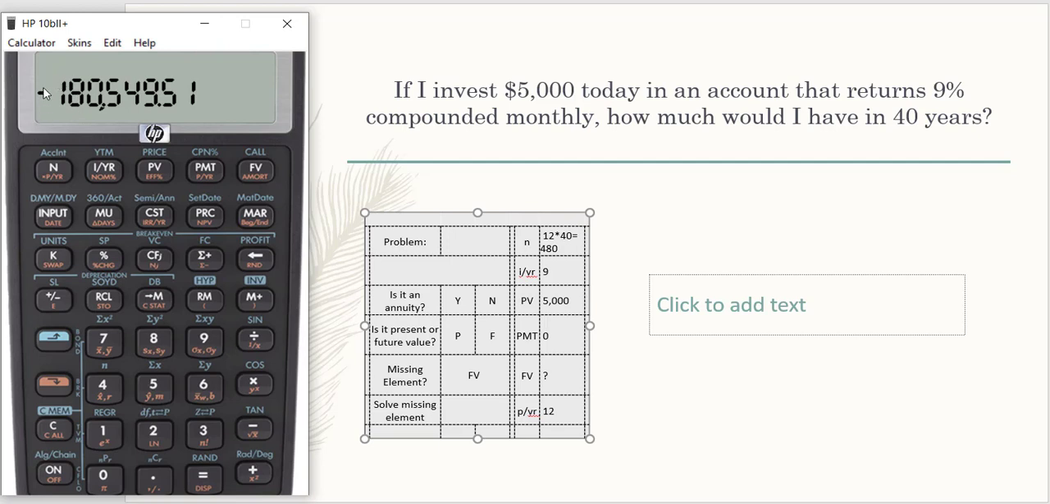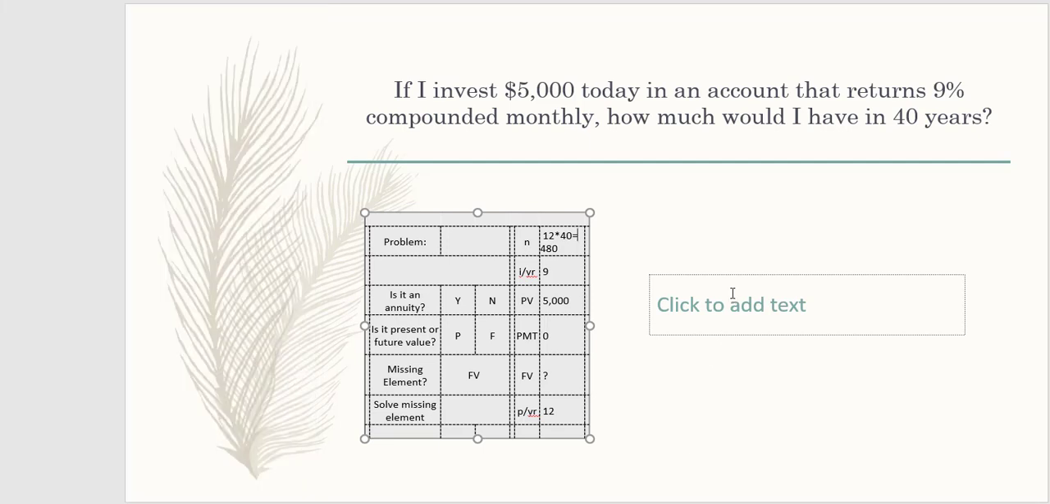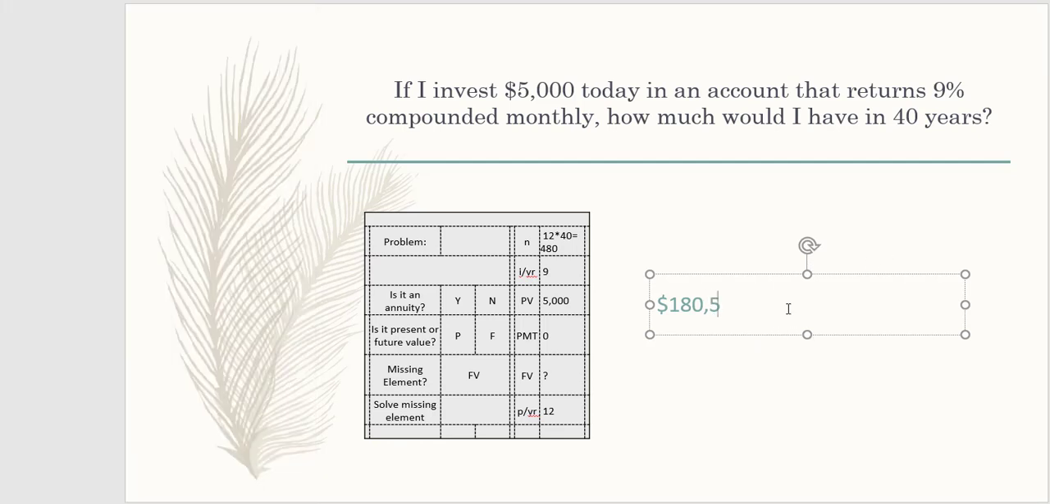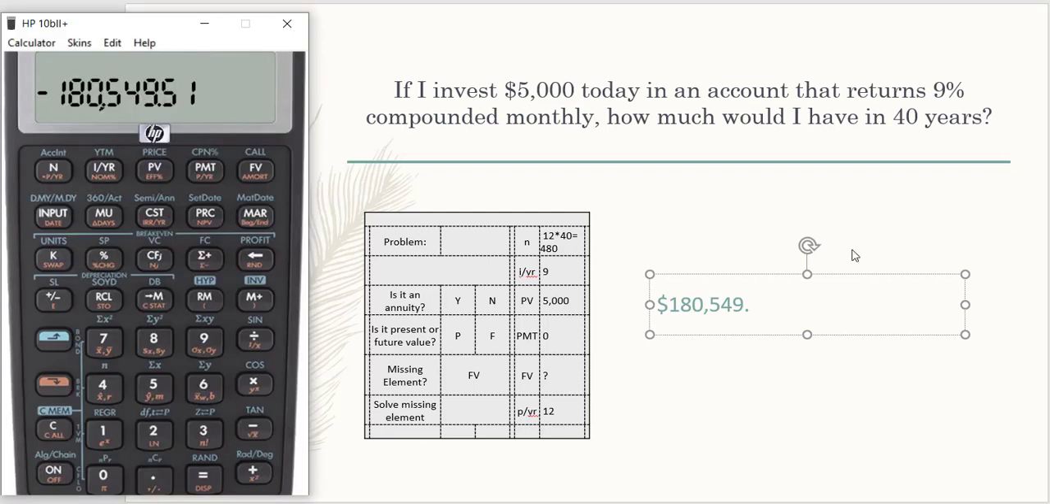Right now, don't worry about positives and negatives. I will teach you how to use some things with the positive and negative later. They deal with inflows and outflows of money. That's more of an accounting-level problem. But for our purposes, we are going to go ahead and write that information. And so it's $180,549.51.